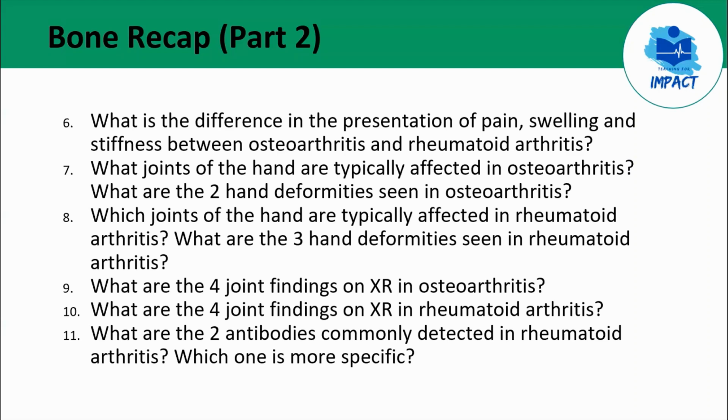In the hands, osteoarthritis can involve the DIP joint as Heberden nodes, the PIP joints as Bouchard nodes, and the first CMC joint, the lateral wrist. But osteoarthritis typically does not affect the MCP joints. Question 8, the most commonly affected joints in RA include the wrist, the MCP joints, and the PIP joints. The first CMC and DIP joints are typically not affected. Some classic deformities include ulnar deviation, swan neck deformity, and Boutonniere deformity.